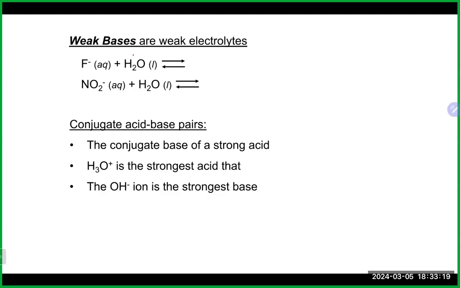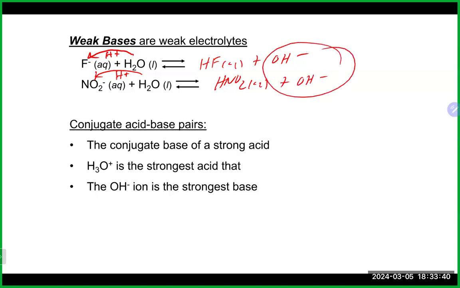will basically accept an H plus going this way. And in this case, water would actually act as the acid in the Bronsted-Lowry definition, and it will produce something like HF and hydroxide. This will produce HNO2 and hydroxide. So once again, they're going to be able to produce some hydroxide in that solution, which would make them a base.